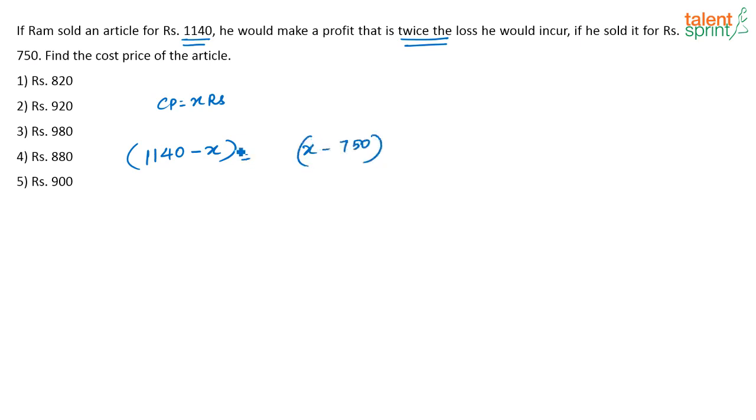Now what is said? The profit that he makes in this case is nothing but twice the loss. Equate this, find out the value of X, that's all. What will you have? 1140 minus X is equal to 2 into (X minus 750), which is nothing but 2X minus 1500, or I can say 3X is equal to 2640, or X is equal to 880. Your answer is option 4.